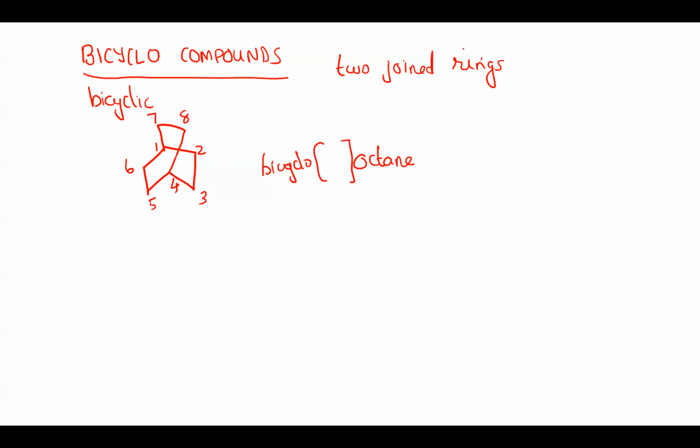You can see there are 2 carbon atoms in between; this is a bridge. The bridge has only 2 carbon atoms in between. This is also a bridge, having only 2 carbon atoms. Here also, it has only 2 carbon atoms. So the name is bicyclo[2.2.2]octane. The compound name is bicyclo, square bracket, 2.2.2, octane. This is the name of the compound.